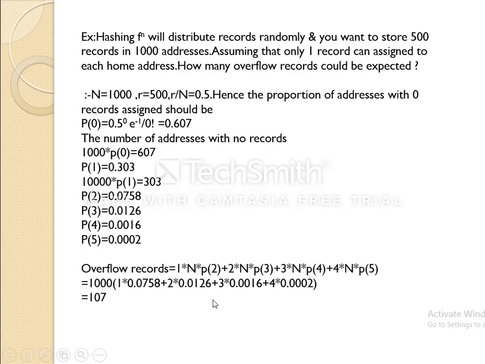The formula for overflow records is 1 into N into P of 2, plus 2 into N into P of 3, plus 3 into N into P of 4, plus 4 into N into P of 5. Now, as given, N is equal to 1000, which is common for all, so we take 1000 common, and after calculating we get that the overflow records are 107.